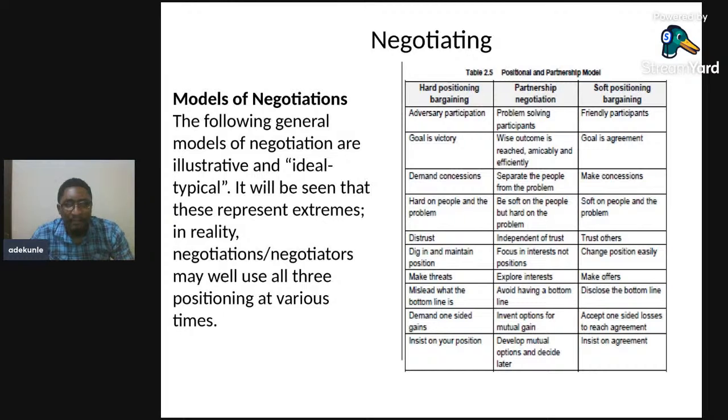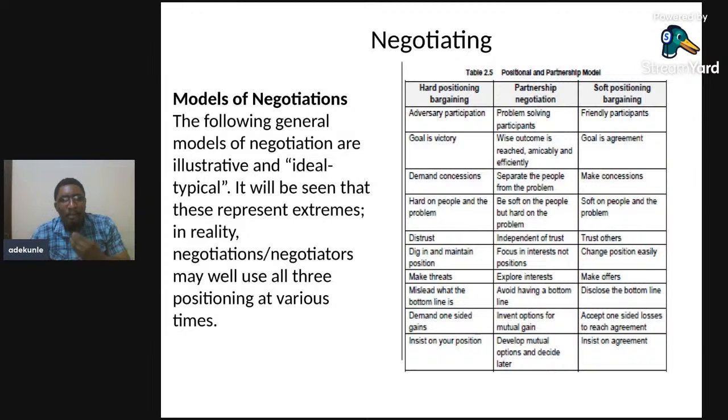So there are different models for negotiating. Some of the models you can use are hard bargaining and soft bargaining. When you're having hard bargaining, the goal is victory. Your goal is to demand concession from the person. Hard bargaining comes with you coming hard on the people.